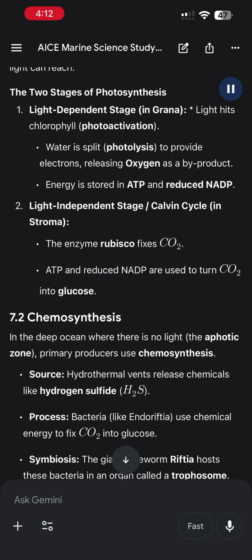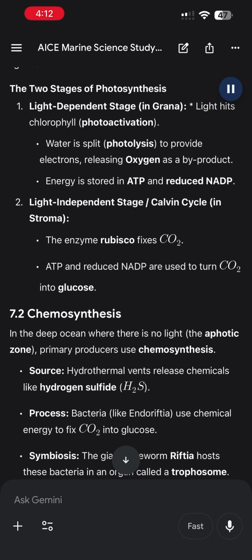The 2 stages of photosynthesis. 1. Light-dependent stage, in the grana. Light hits chlorophyll: photoactivation. Water is split, photolysis, to provide electrons, releasing oxygen as a byproduct. Energy is stored in ATP and reduced NADP.